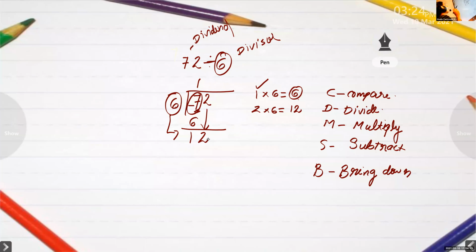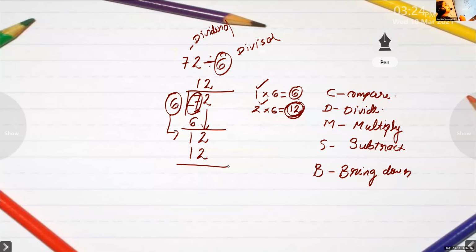Now you have 12 divided by 6. Again you have to repeat all these steps. 12 is less than 6 or greater than 6? Greater than 6. So we can divide 12 by 6. Here already we got 12 in the table. So which will be the quotient? 2. 2 will be the quotient. So 2 you can write over here and 12 we can write here.